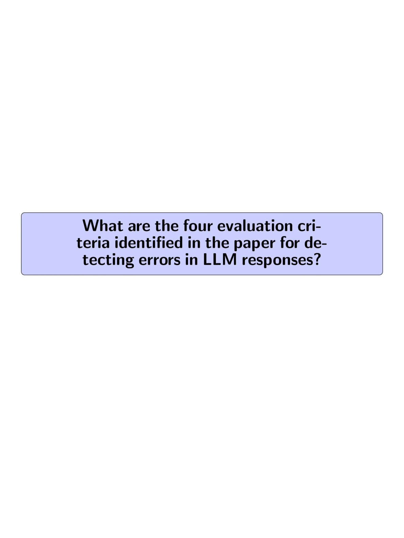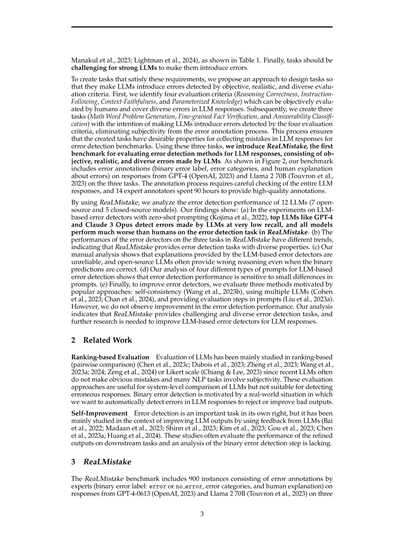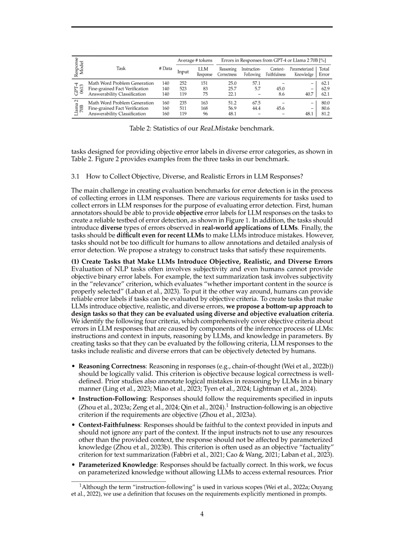What are the 4 evaluation criteria identified in the paper for detecting errors in LLM responses? The 4 evaluation criteria identified in the paper for detecting errors in LLM responses are reasoning correctness, instruction following, context faithfulness, and parameterized knowledge. Reasoning correctness focuses on ensuring that the reasoning in LLM responses is logically valid.